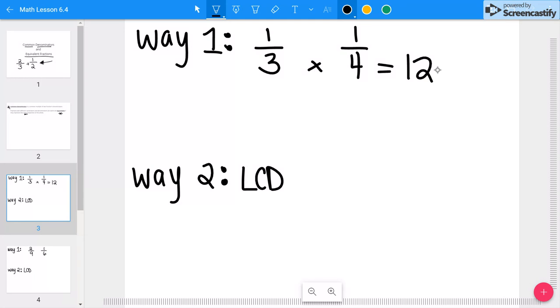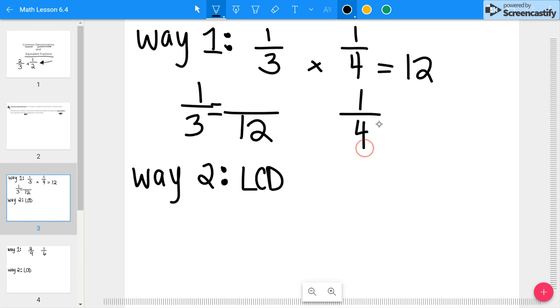Because that is what I just solved, I can make that my new denominator. I can make this a 12. So 1/3 can equal something over 12, and then 1/4 equals something over 12. Now to get that numerator, I need to figure out my equivalent fractions. I'm asking myself, 3 times what number gives me 12? Well, I know that 3 times 4 equals 12.